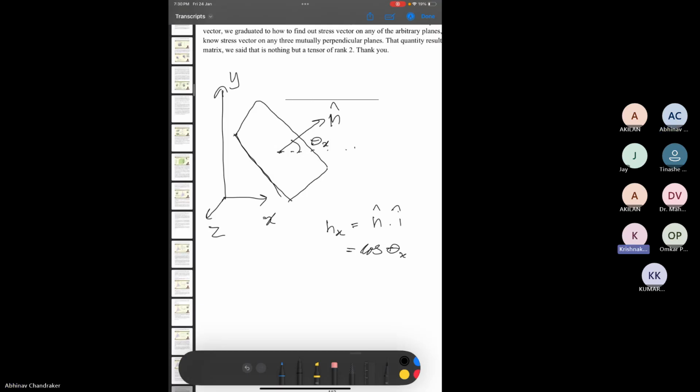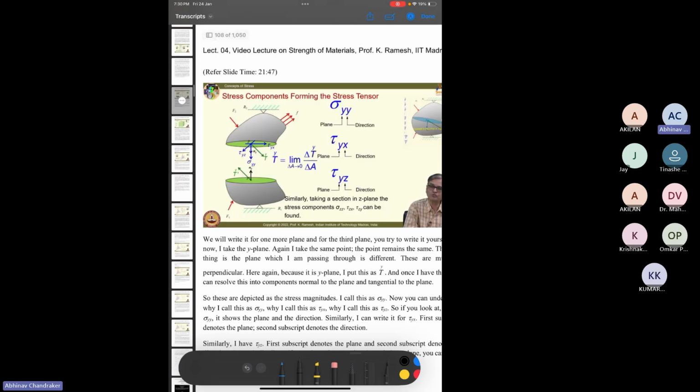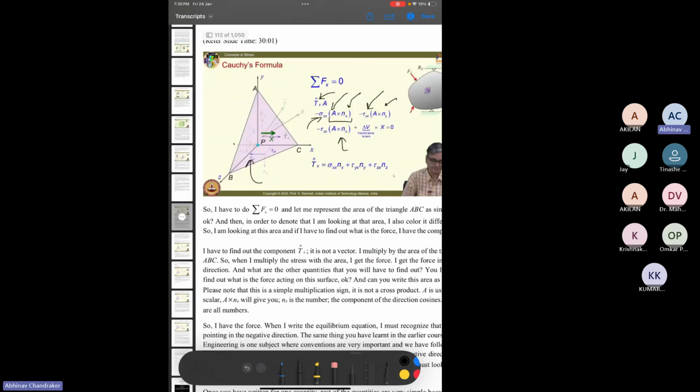This nx in our term is sigma xx. Can you repeat once? The nx here is what we are calling sigma xx in the derivation? Yes. So this nx that I have written here, this is what is being used in that derivation also. So write the stress vector in x direction Tx as a function of sigma xx, tau yx, and tau zx.